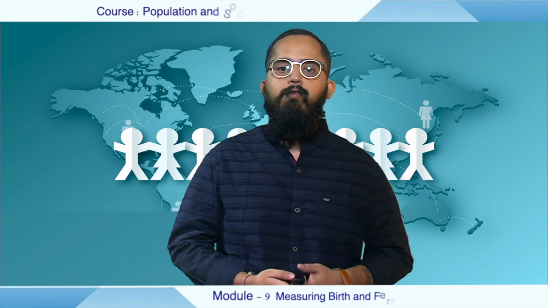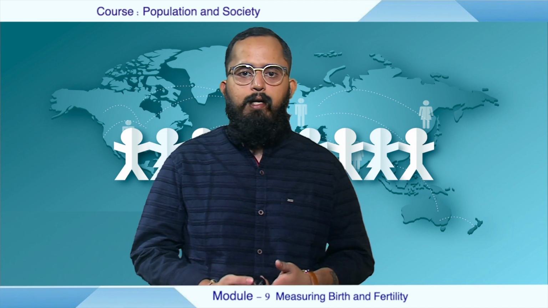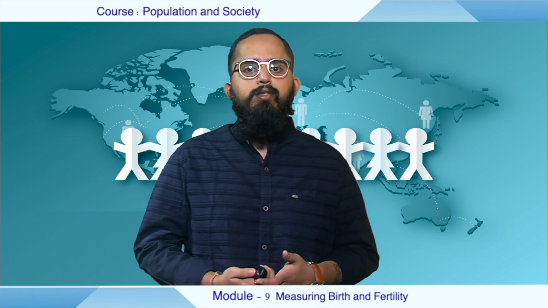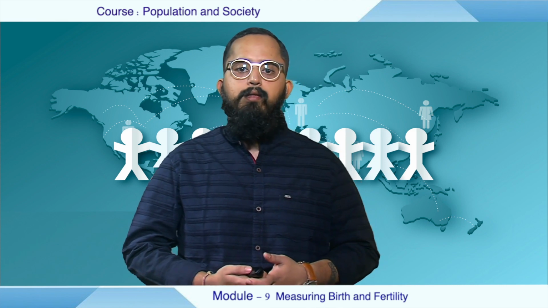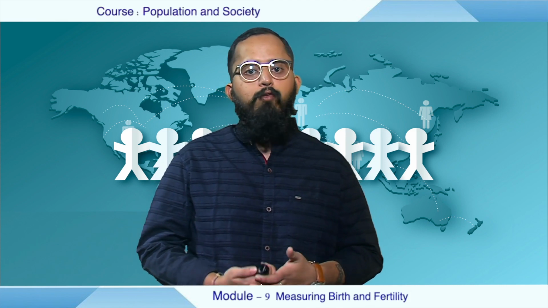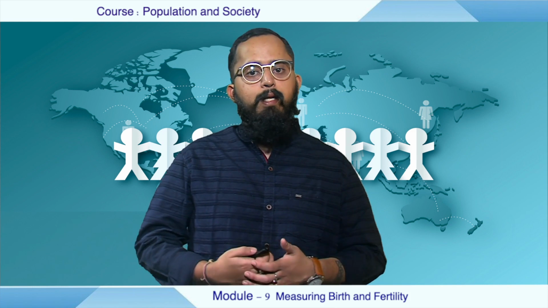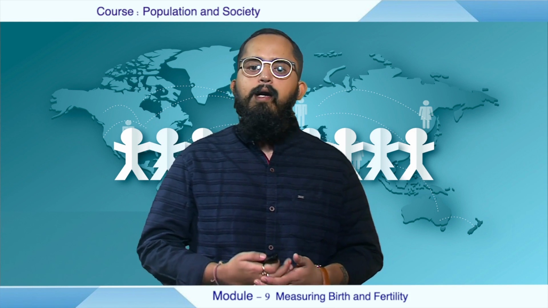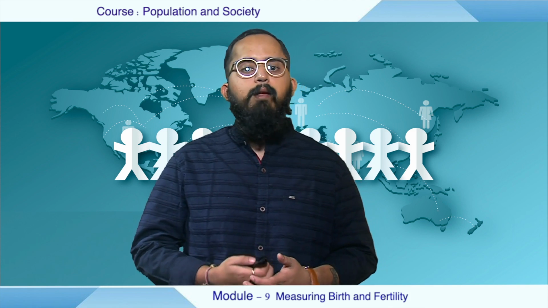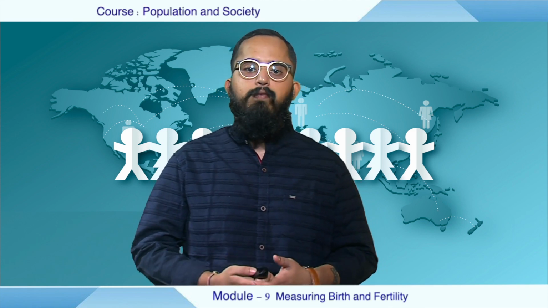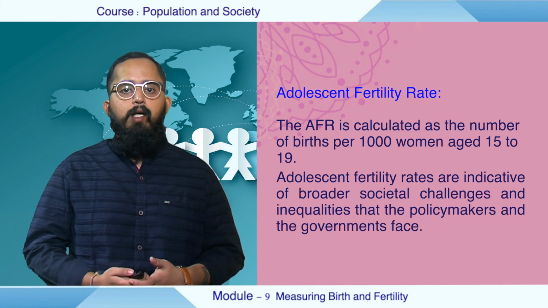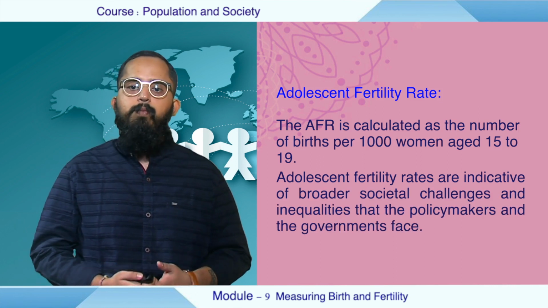The fifth measure of fertility is the adolescent fertility rate. The adolescent fertility rate is another indicator for the social science researchers and policymakers to gather, measure, and focus upon. With larger social implications, quantitative analysis of childbirth at an early age has become a significant measure of the population dynamics of a region. The AFR is calculated as the number of births per 1,000 women who are aged between 15 and 19.